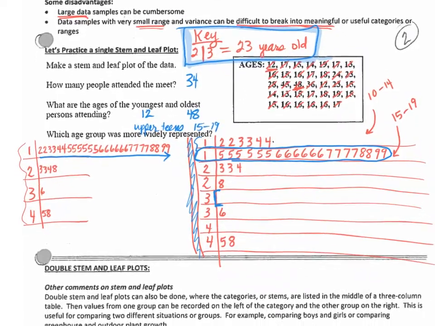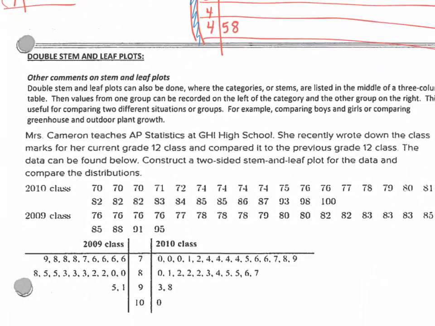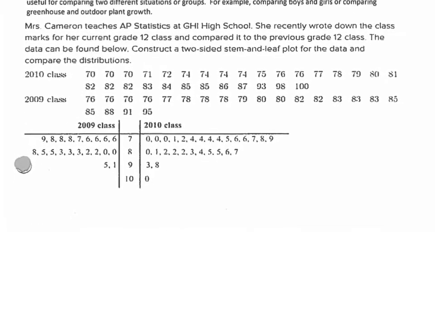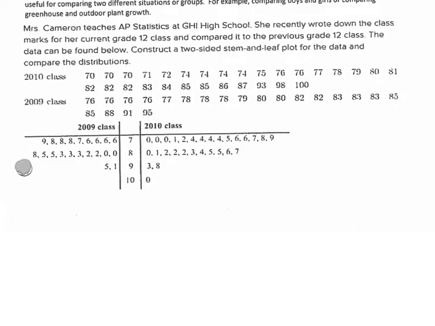This next one is a double stem and leaf plot. Oh my. This one is already done for you. What's the benefit of a double stem and leaf plot? It's kind of like a double bar graph. It can compare two sets of data at the same time.